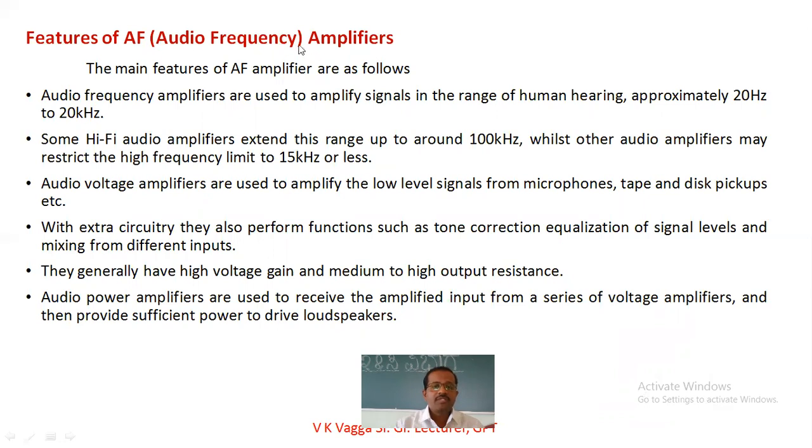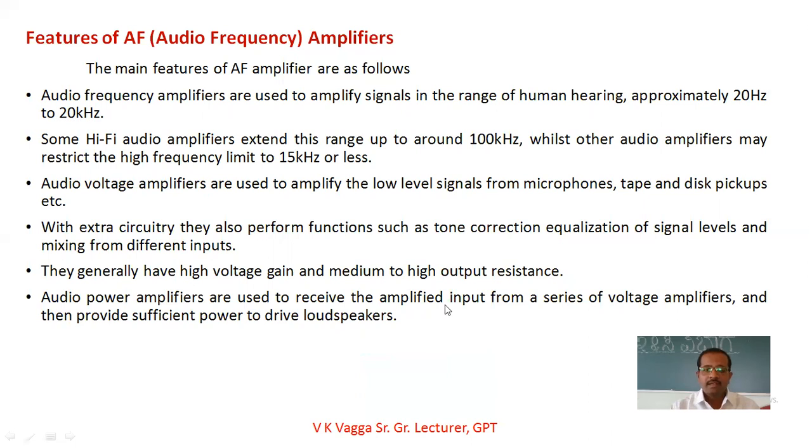And what is an audio frequency amplifier? It is used to amplify audio signals in the range of 20 hertz to 20 kilohertz. If it is in this range only, a human being can hear it. So audio frequency amplifiers are used to amplify signals in the range of human hearing, so that humans are capable of hearing the voice. Such a signal is called an audio signal, and it is approximately in the band of 20 hertz to 20 kilohertz.